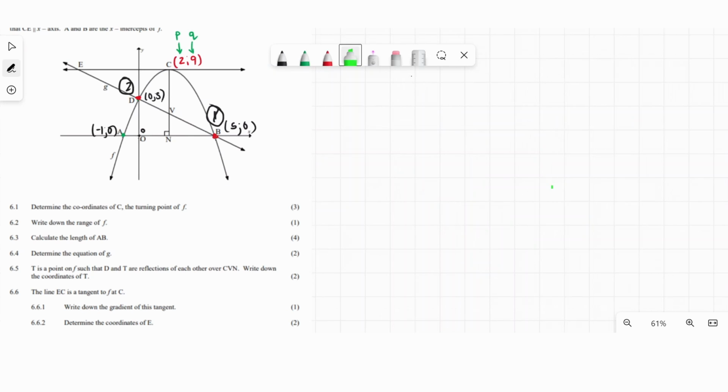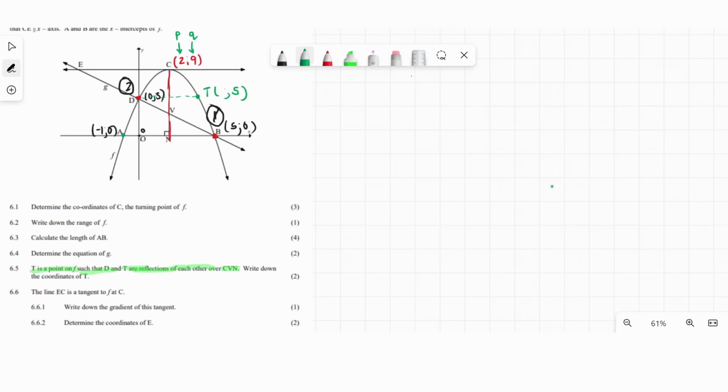So question 6.5 says T is a point on f such that D and T are reflections of each other over CVN, right? So this is the line of CVN. So this line, I'm just going to make it in red, right? The reflection. So this point is going to mimic the other one on the other side. So I'm just going to make it in green. So they're going to share what? First, they're going to share the same y value. So it's going to be here. This is going to be point T, right? Having the same y coordinate, which is going to be 5, right? Because it's a mirror of D, right?